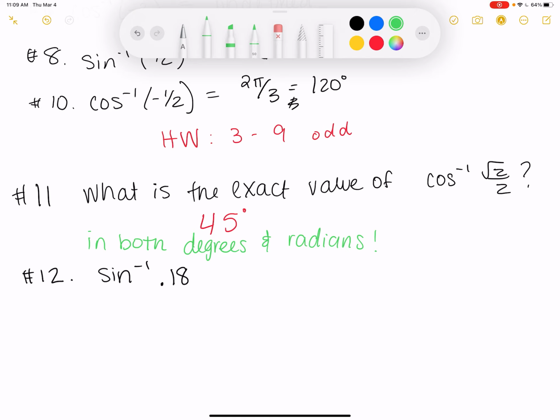Because if not, that's a whole bunch of extra buttons that you have to push to keep going back and forth between degrees and radians. So put your calculator in degree mode. I'll write down all the problems we're going to do.